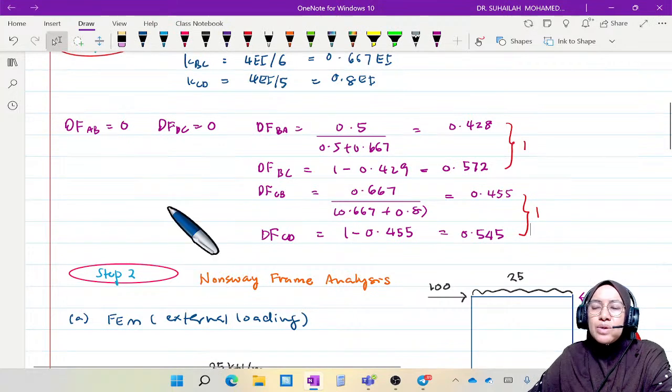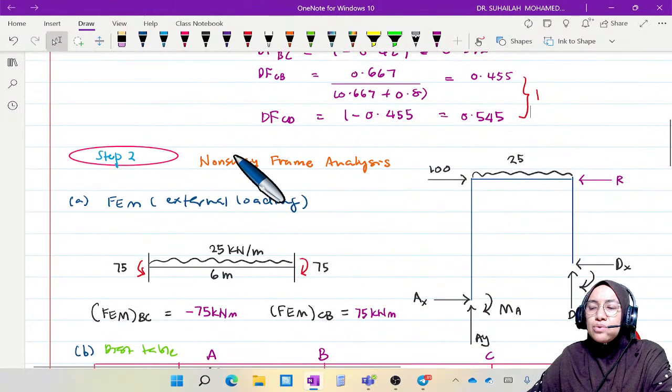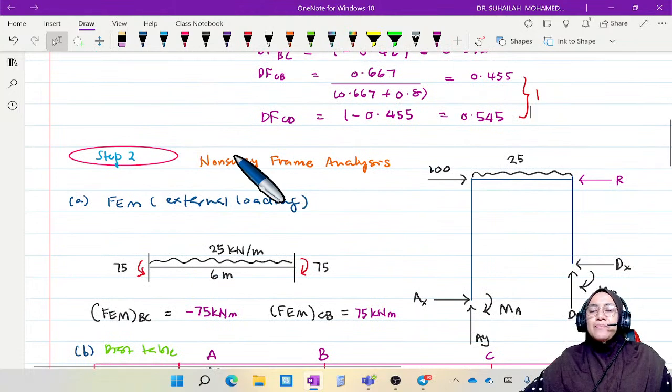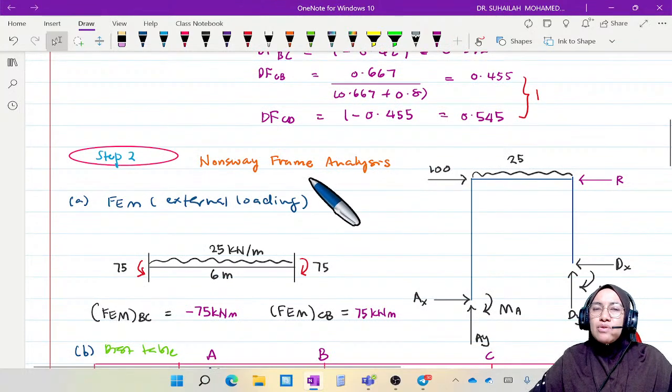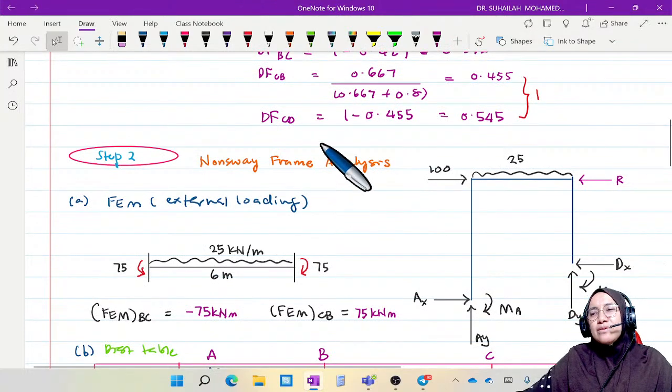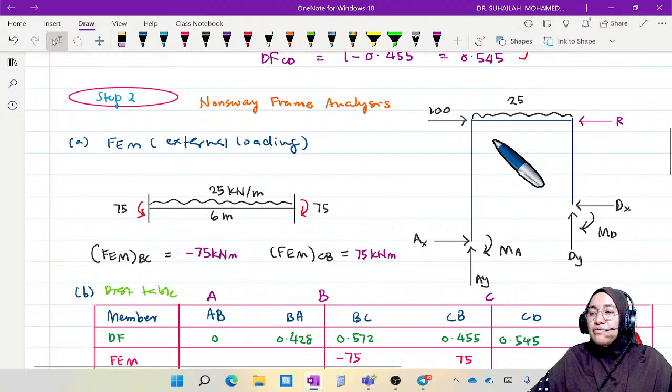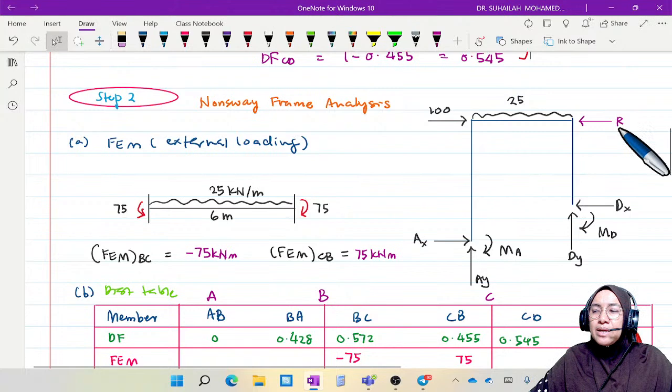Step number 2 is non-sway frame analysis. So how does the frame look? This is how the frame looks. We retain all the loading, except we have to put an R at C.